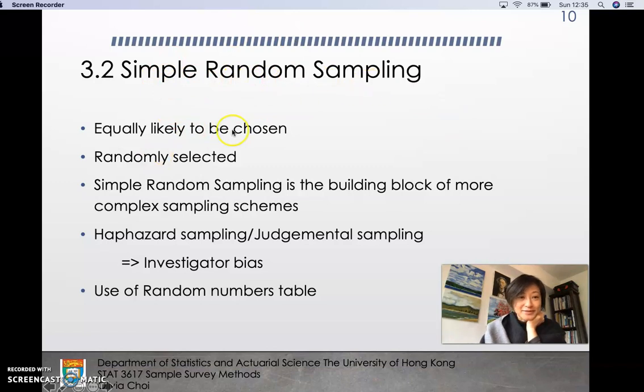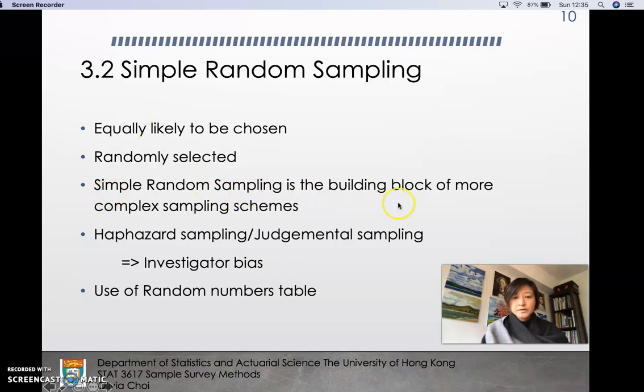Random sampling. So that's just simple enough. That means each of the sample units would be chosen equally randomly. They all have the same probability to be chosen, and each of them would be randomly selected. So we try to avoid any haphazard sampling or any bias or any judgmental sampling in choosing the sample scheme. If that's the case, each of the sample units would be chosen randomly.